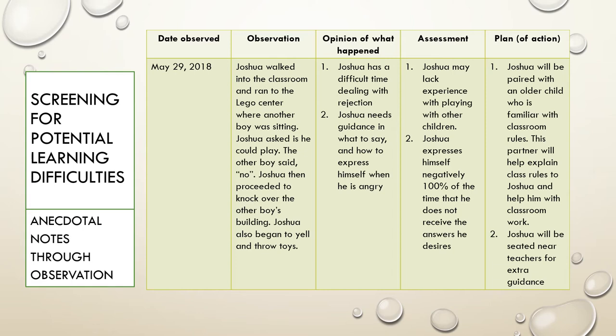Using anecdotal notes to identify and plan for assisting with learning and behavioral difficulties can be effective. Looking at this example dated May 29, 2018, you will find the observation written as an anecdotal note. Then, using Dr. Rebecca's formula, you can separate your opinions from an assessment and create a plan of action to assist this student. Be prepared to make regular anecdotal notes, such as this one, throughout the school year.